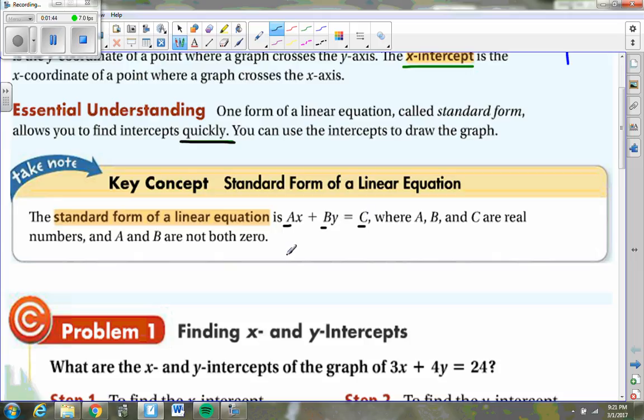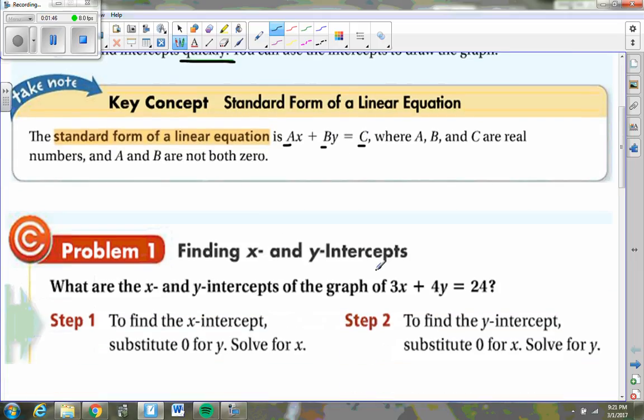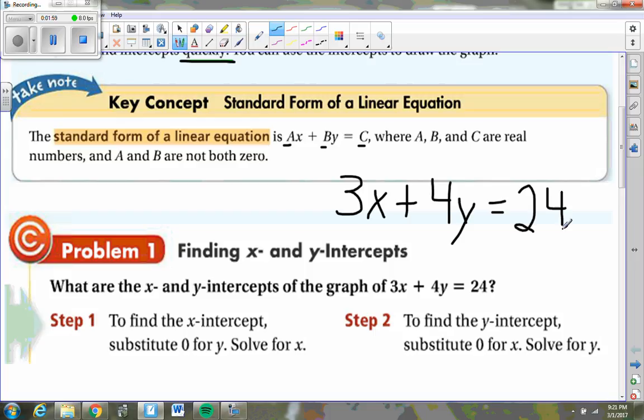For example, this equation right here: 3x plus 4y equals 24. This is in what is called standard form of a linear equation. Standard form is a number times x plus a number times y equals another number. 3x plus 4y equals 24.